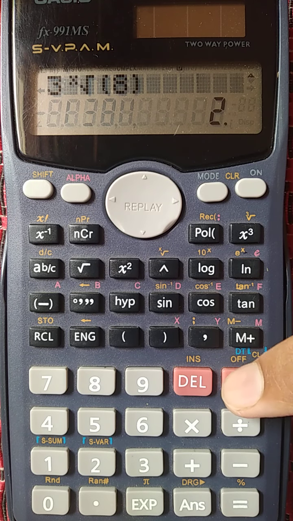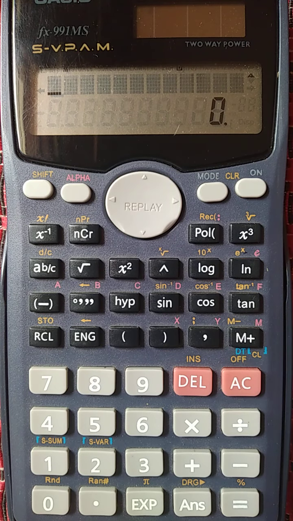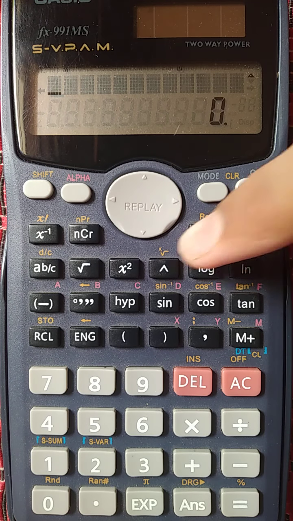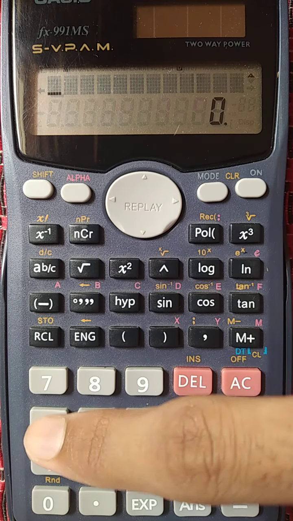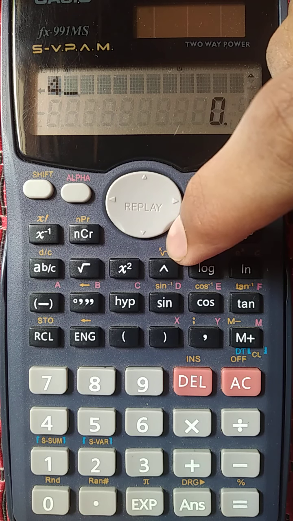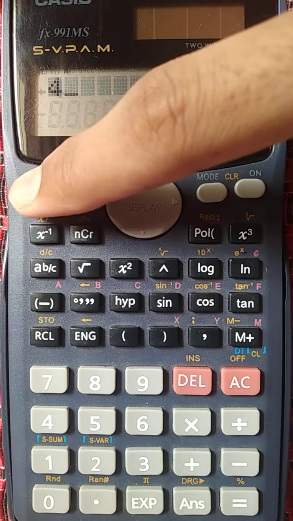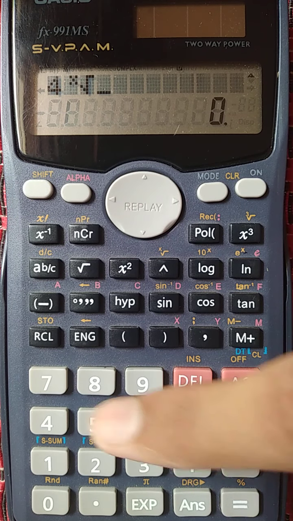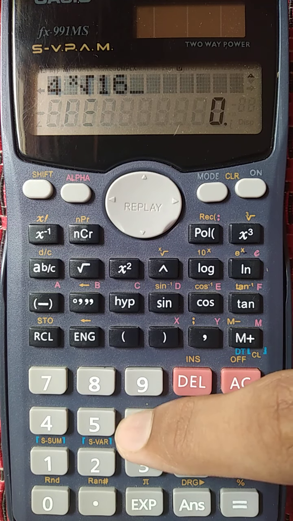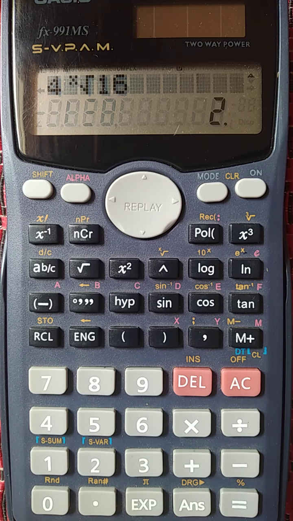Suppose I wanted to find the fourth root of 16. Again using the same key, I will write 4, then this will set the value of x as 4. Now activating this by shift, I will write 16, then press equal. There we go, again I got the answer 2.